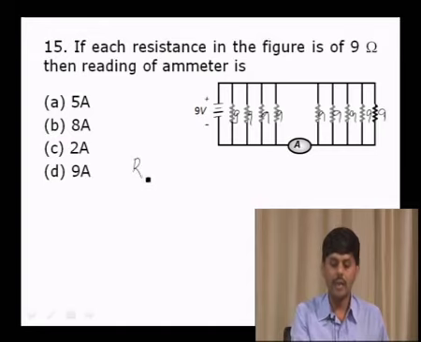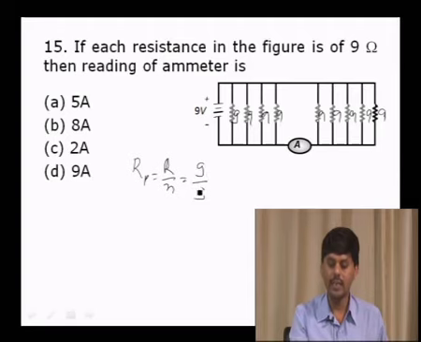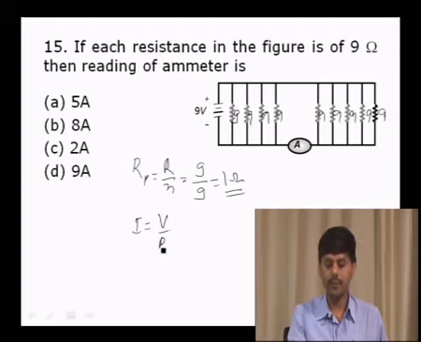The net resistance Rp is equal to R divided by N. The value of R is 9. How many resistors are there? That is equal to 9. The effective resistance is equal to 1 ohm. Current is equal to V divided by R, voltage by resistance. Voltage is 9, resistance is 1. Therefore, this is equal to 9 ampere.